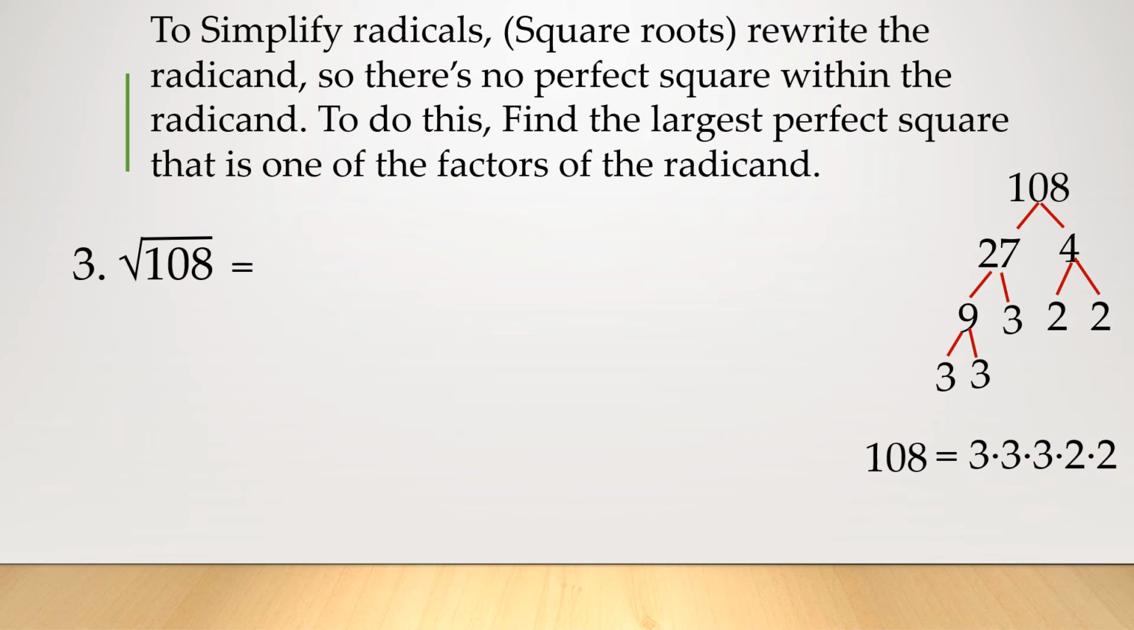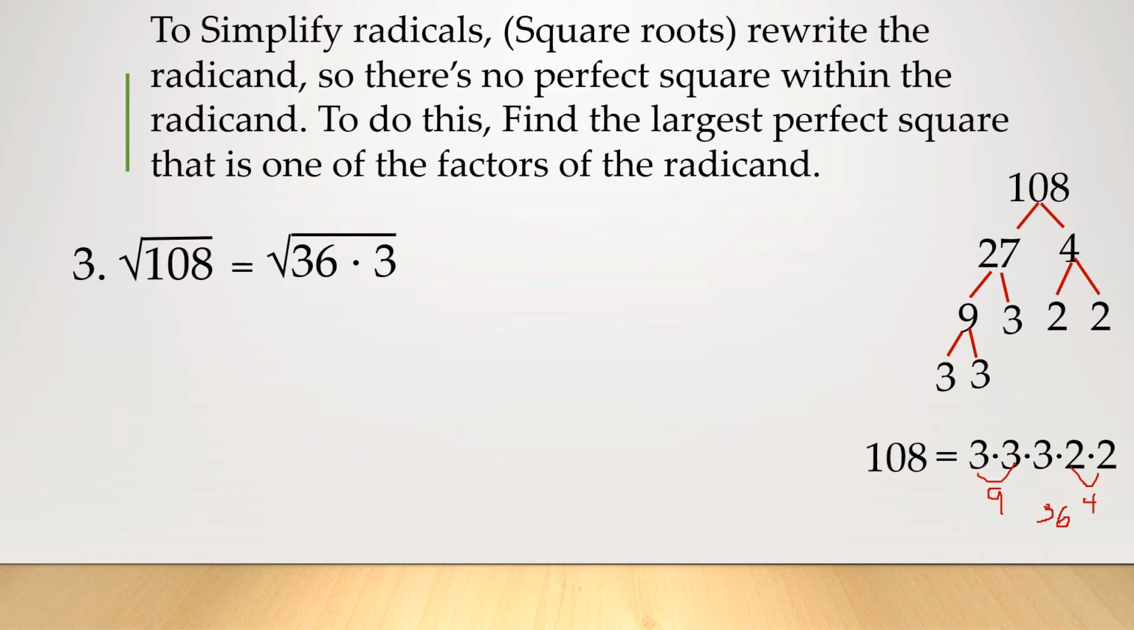Okay, so I have here square root of 108, and I showed here the prime factorization of 108. So here I have 3 times 3 times 3 times 2 times 2. We have 3 times 3, this is 9. So this is a perfect square. And we have 2 times 2, that is 4. And if you're going to multiply 9 times 4, that is 36, which is the largest perfect square. Now, I can rewrite 108 as 36 times 3.